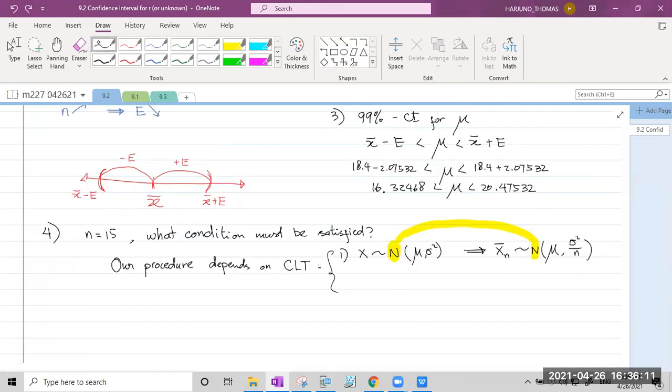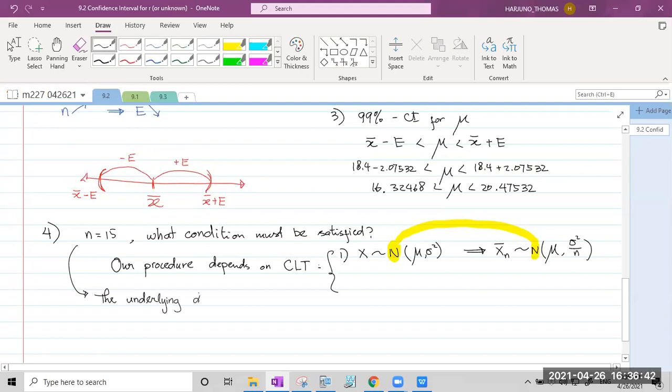Now, under what situation can we use this model, this procedure? What is necessary when the sample size is less than 30? Then we need to say that the underlying population needs to be normal. The underlying distribution X needs to be normal.